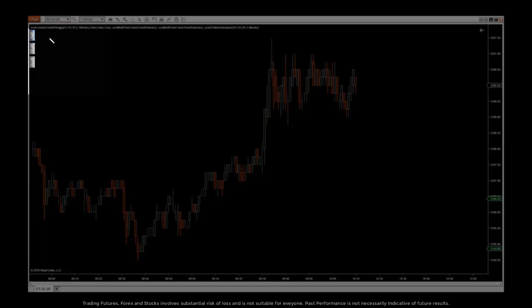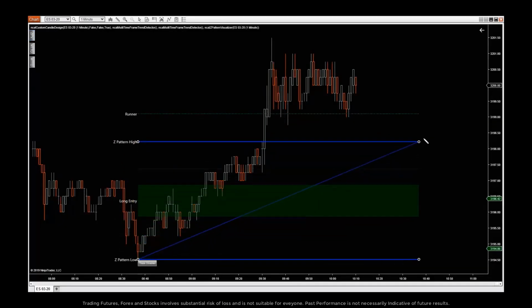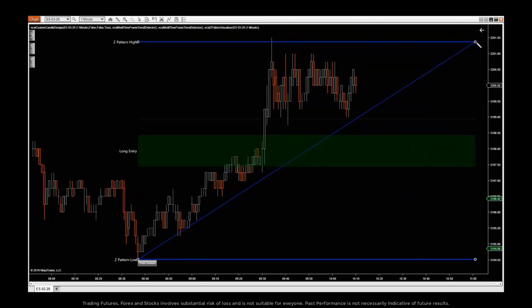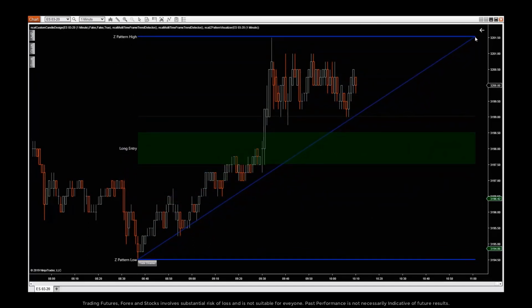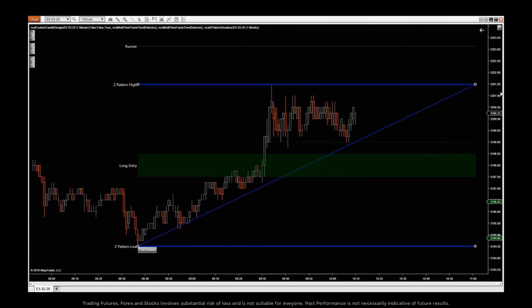We'll click on it, add the pattern, and we see the pen is coming up. And then we simply draw from the most recent low to the most recent high, like so. Now let me tighten this in a little bit here. So now you see a couple of things on the chart. First, you see the Z pattern. It's as easy as connecting the low and the high, and the rest the visualizer will do automatically for you.